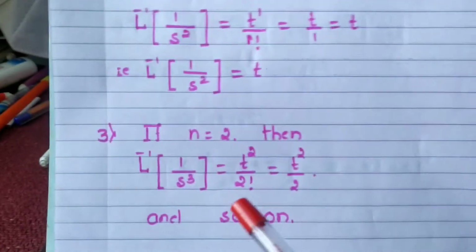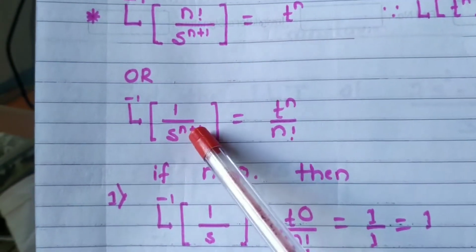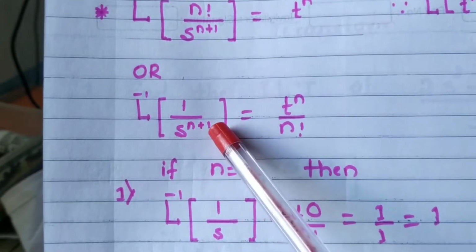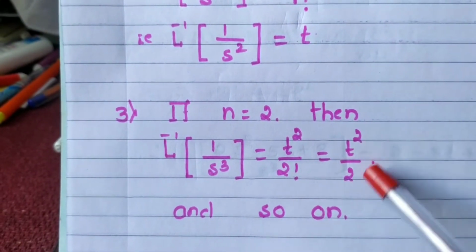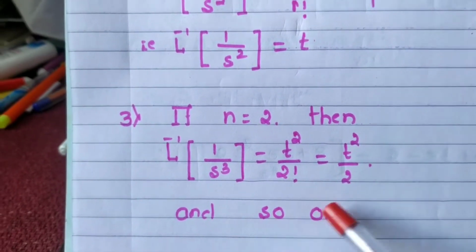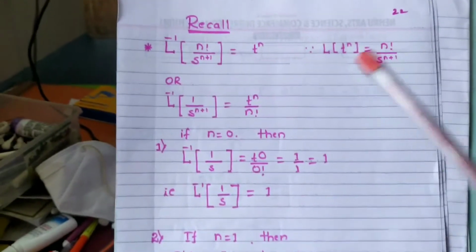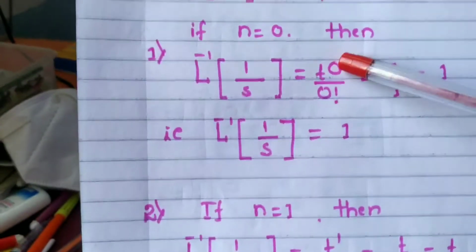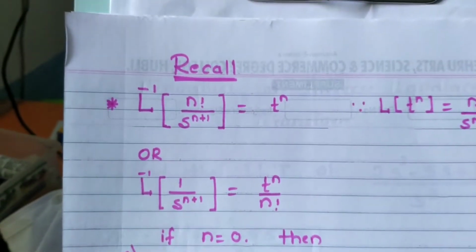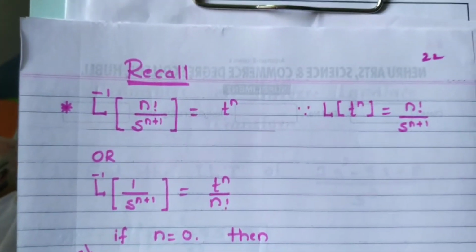Similarly, what happens if n is taken as 2 in the main result? The main result is this one. In this, n as 2 means 1 by s raised to 3. Now immediately it is t square by 2 factorial. 2 factorial is nothing but 2, and so on. That means we can put n equal to the numbers and we get the results one by one. You have to practice what happens for n equal to 0, n equal to 1, n equal to 2, n equal to 3 and so on. So this is a very important result that appears in solving inverse Laplace transforms.